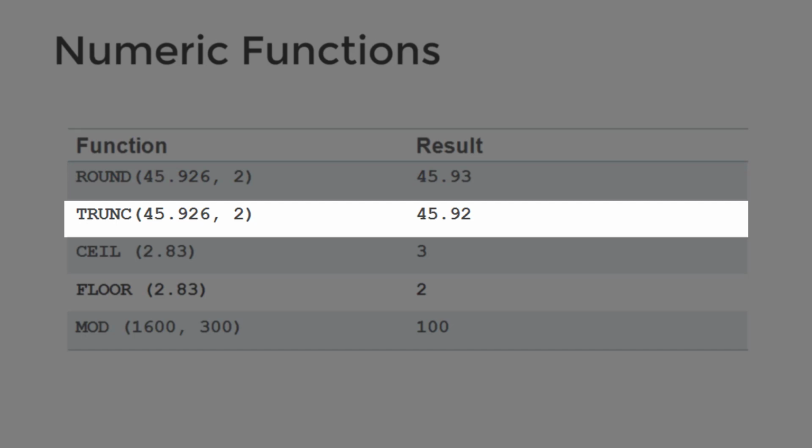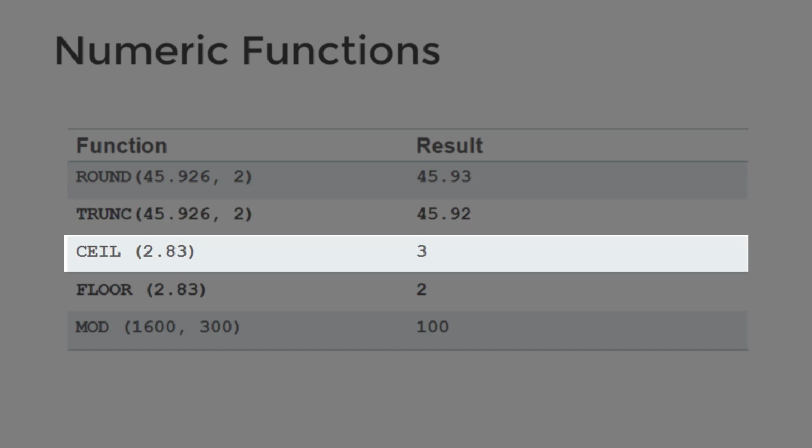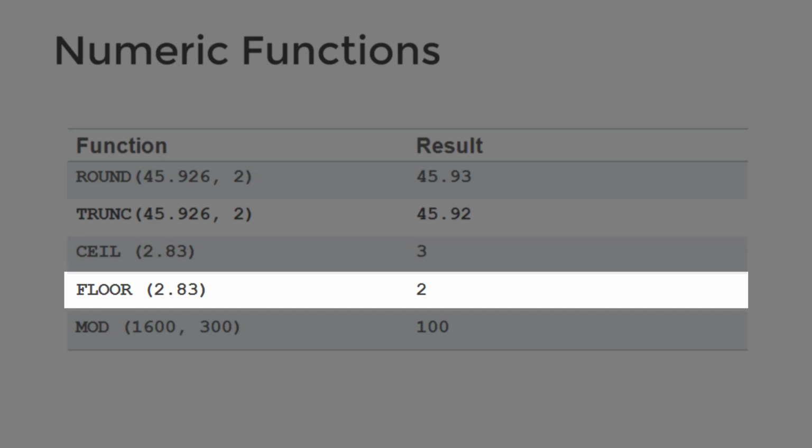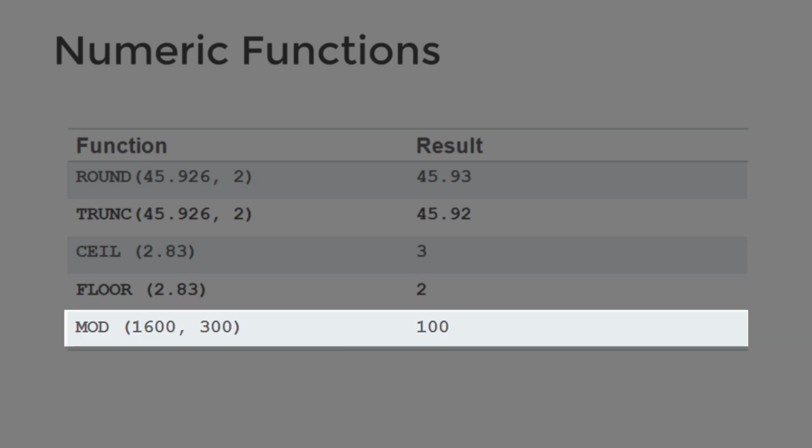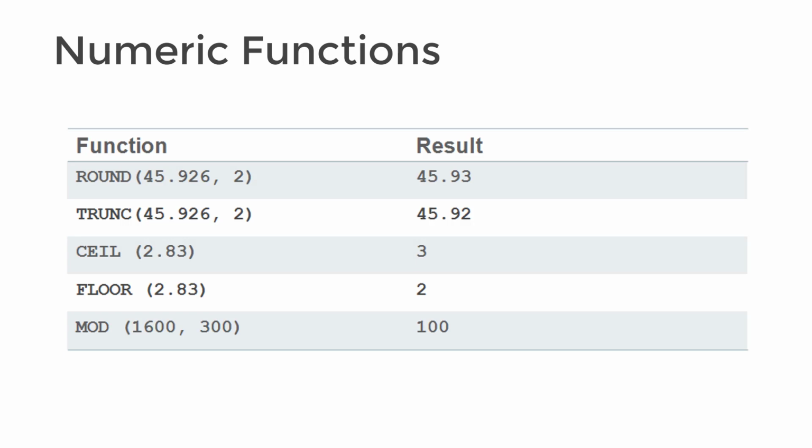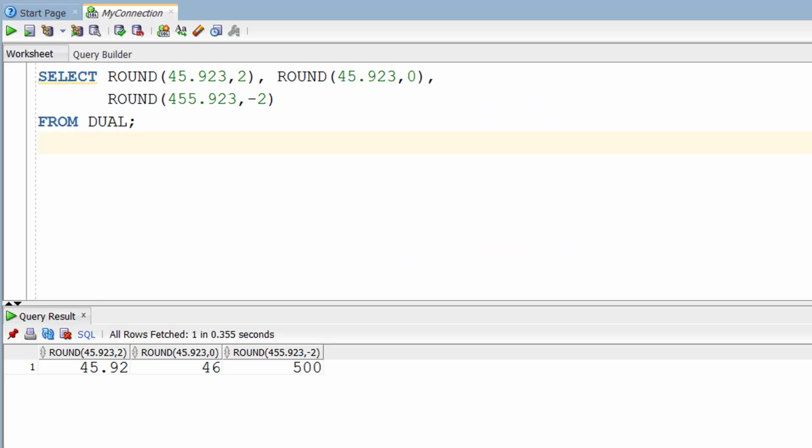Trunc truncates value to a specified decimal. Ceil returns the smallest whole number greater than or equal to a specified number. Floor returns the largest whole number equal to or less than a specified number. Mod returns remainder of division. Let's use the round function in an example.